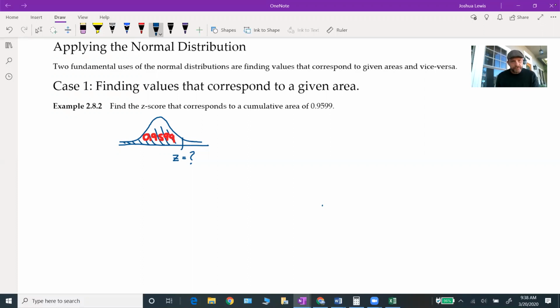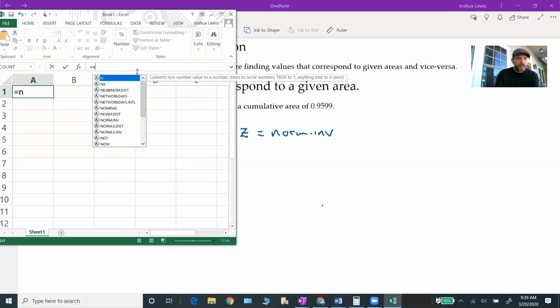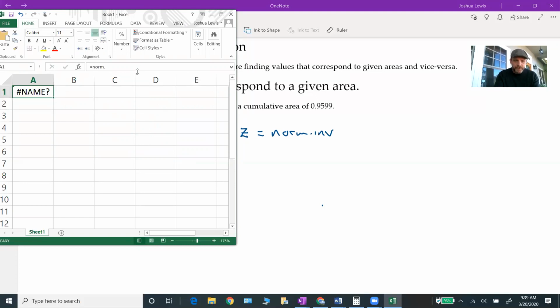Well, fortunately, Excel has a nice function known as norm inverse. And so I'm going to, same thing as usual, pull up Excel here, and in my command box, I'm going to write equals, and then norm dot, and you'll see it there, the second one, norm dot inverse. Helps to actually select it. And then it wants to know the probability. You might say, wait a minute, probability, you told us area. Well, remember, area models probability. So we're going to treat that area of 0.9599 as a probability.